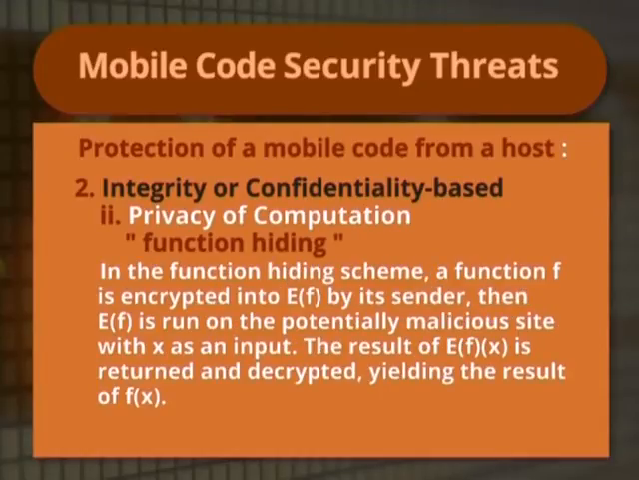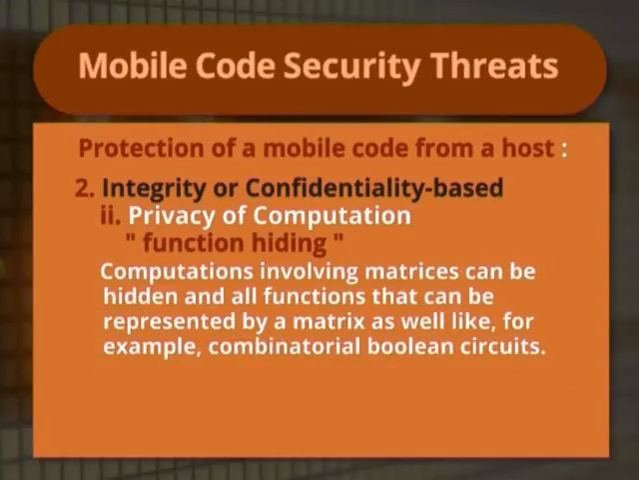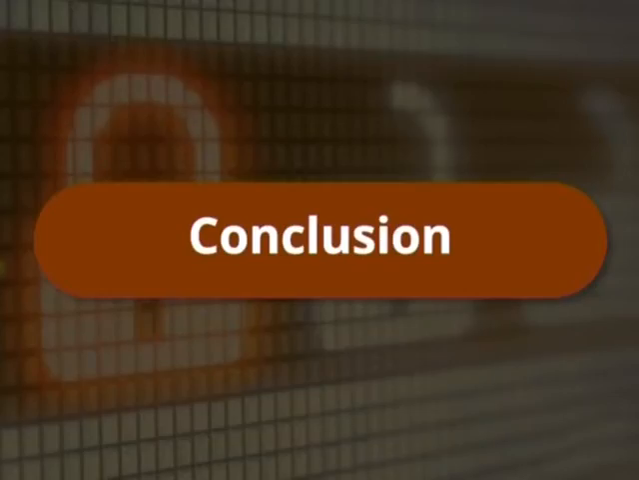In the function hiding scheme, if function f is encrypted into E(f) by its sender, then E(f) is run on the potentially malicious site with x as an input. The result of E(f)(x) is returned and decrypted, yielding the result of f(x). Computations involving matrices can be hidden, and all functions that can be represented by a matrix as well, like for example combinatorial Boolean circuits. With this, our today's lecture is over.